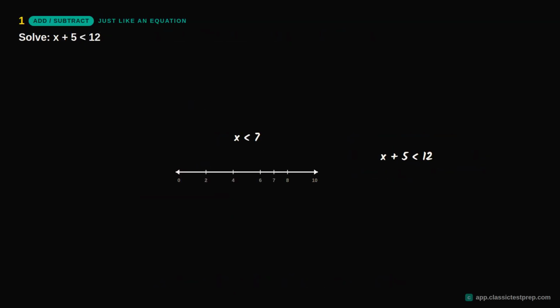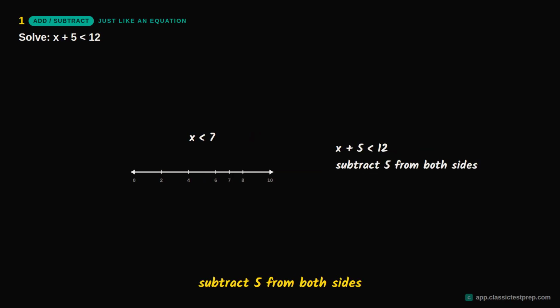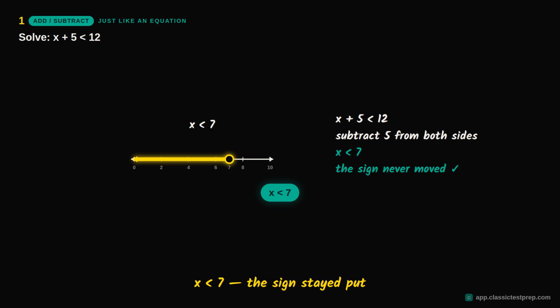When you're adding or subtracting, you just solve these exactly like an equation. x + 5 < 12. All we want to do is isolate x, so we just subtract 5 from both sides. x < 7. And that's it. That's the answer. x < 7.